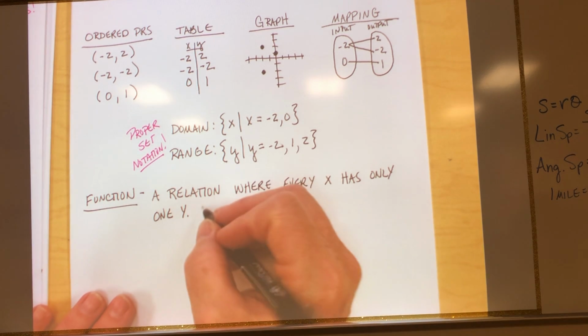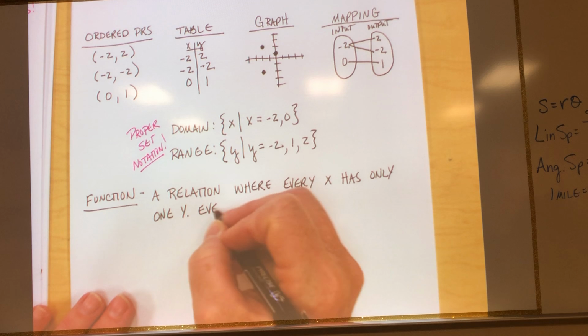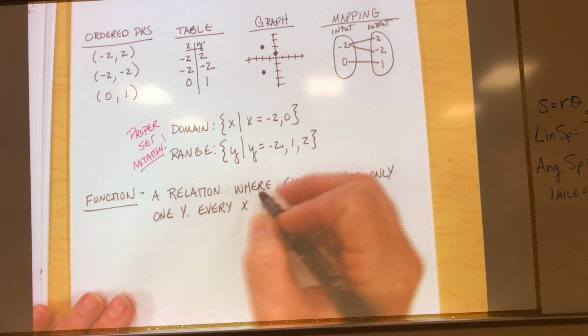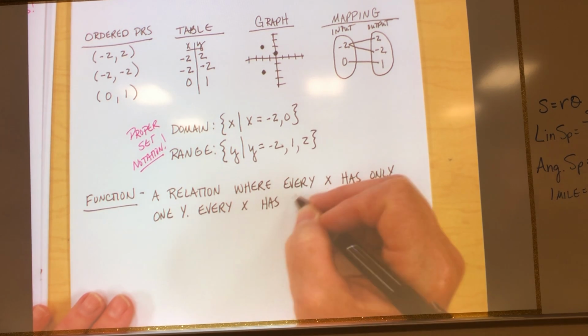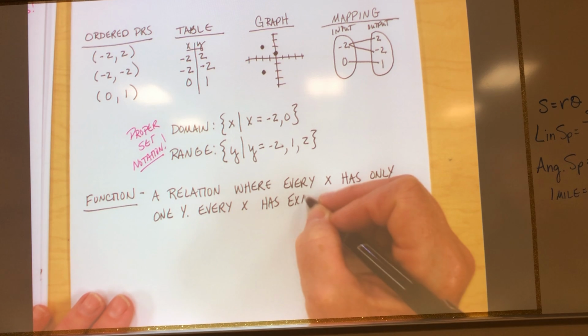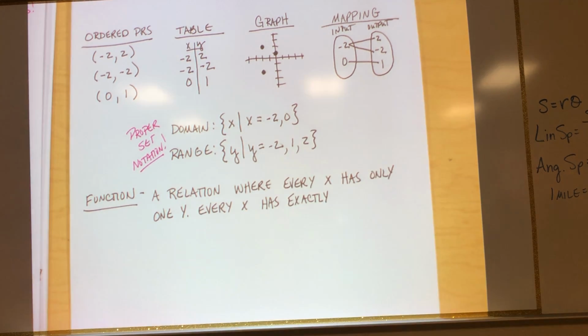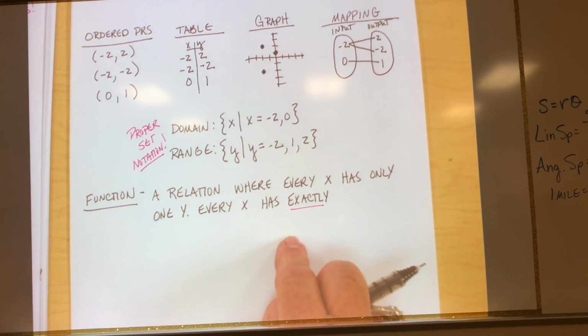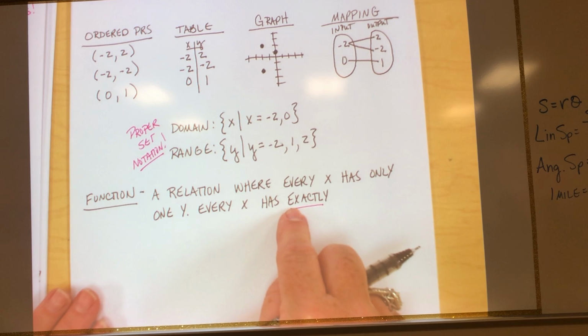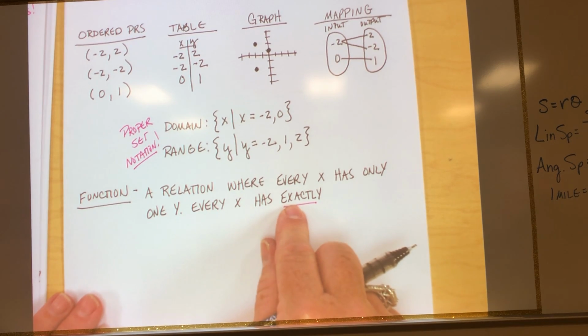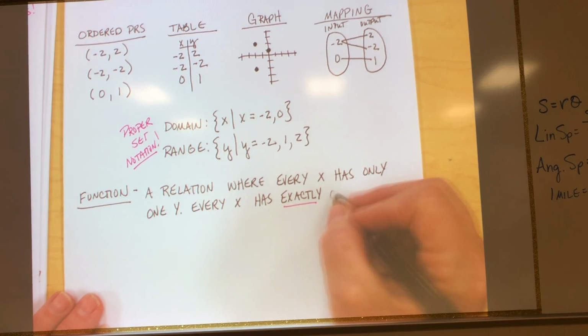Another way to say it, I really like this way. Every x has exactly. What does the word exactly mean? True. Can it have more than? Can it have less than? No. So exactly means no more, no less. Okay? Exactly one y.